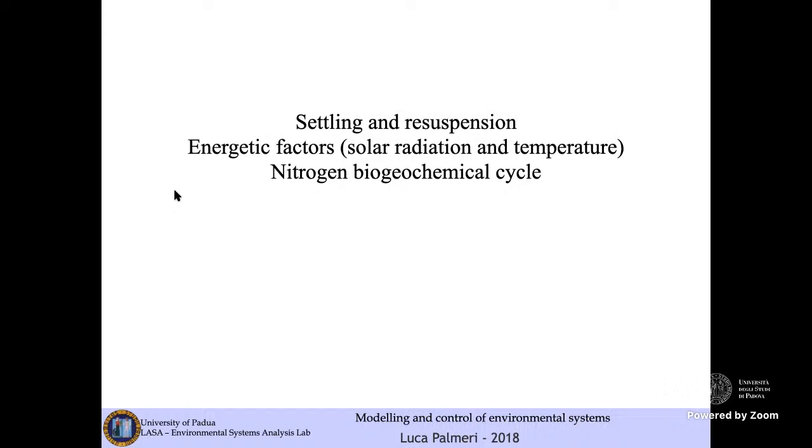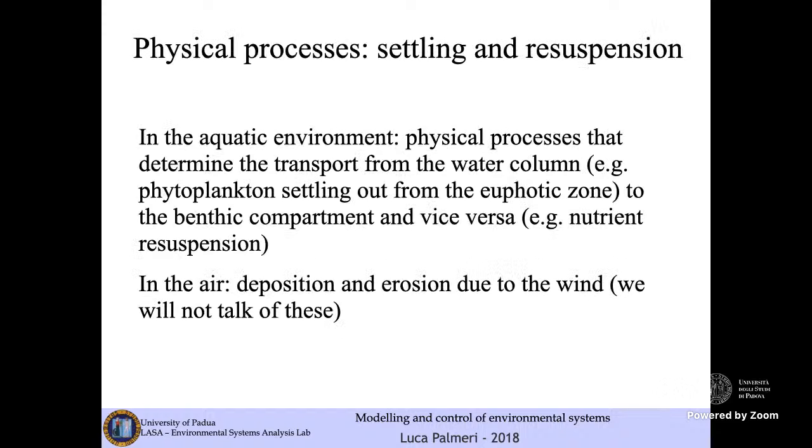We will also discuss briefly energetic factors like solar radiation and temperature, and we will give a look into the nitrogen cycle. But as you are environmental engineers, you may understand that the nitrogen cycle is a key cycle to understand in order to manage ecological quality in ecosystems. So let's start looking at how we model vertical movement, settling, and resuspension.